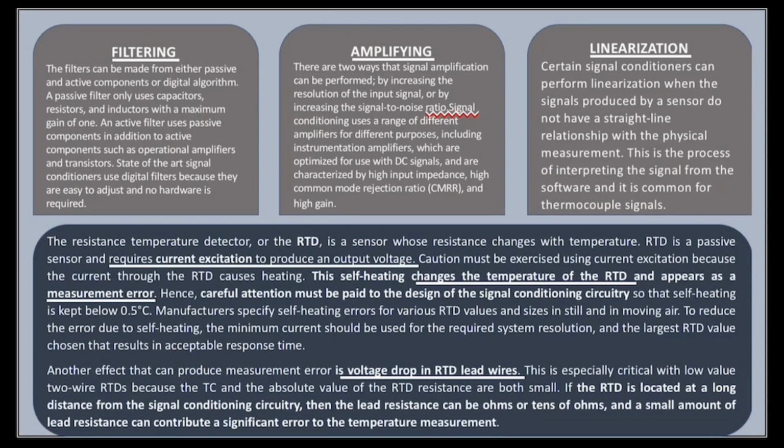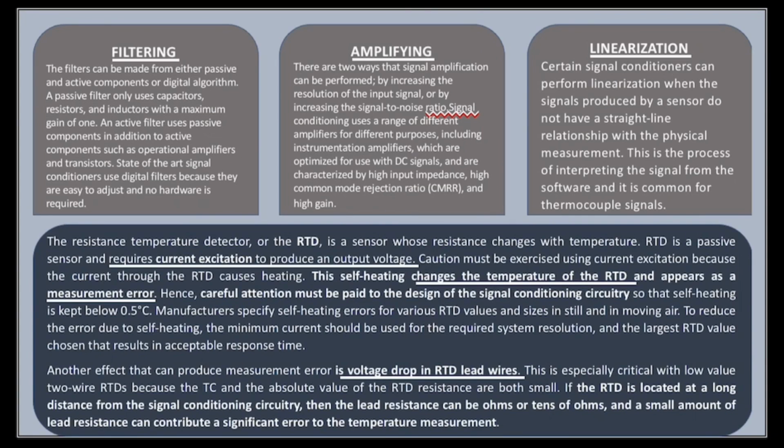Filtering. Filtering can be made from either passive or active components or a digital algorithm. A passive filter only uses capacitors, resistors, and inductors with a maximum gain of 1. An active filter uses passive components in addition to active components such as operational amplifiers and transistors. State-of-the-art signal conditioners use digital filters because they are easy to adjust and require no hardware.